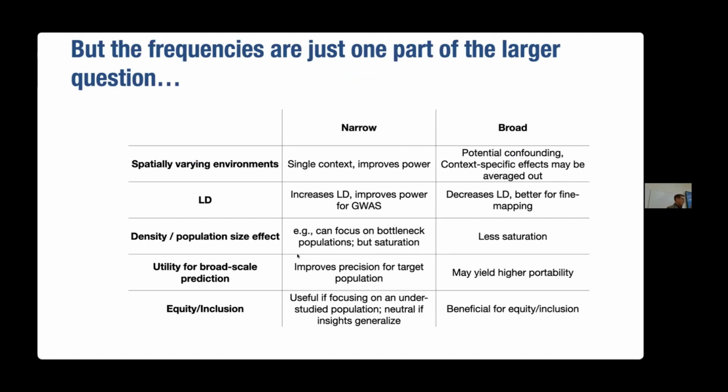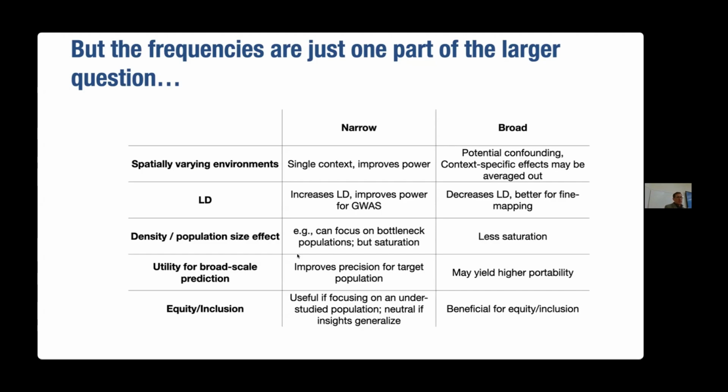Some of the complicating factors are spatially varying environments. If you make a narrow sample, you get to sample a group that might have similar environmental exposures, and that might help improve your power. With broad sampling, you have the confounding. You also might have context-specific effects like G by E, where the effect varies across different environments, and you might average out some effects that you would see if you held the environment constant. In terms of LD, if you go to a narrow sample, you should expect higher levels of LD, and that's going to improve your power. You go broad, you're going to decrease LD, but that's better for fine mapping. We all know that trade-off.